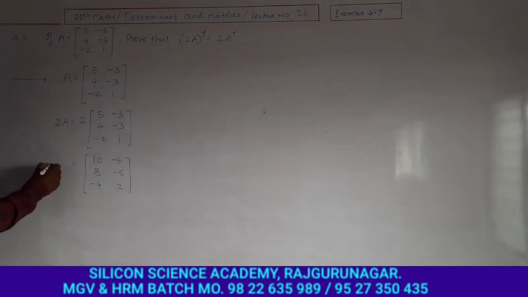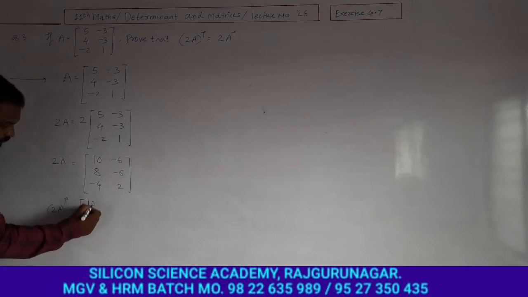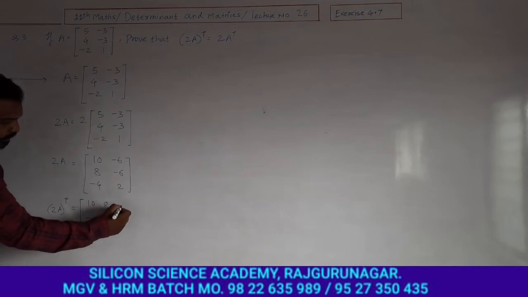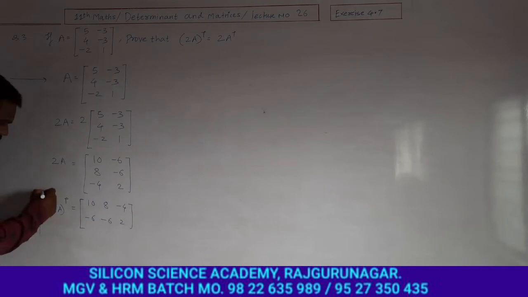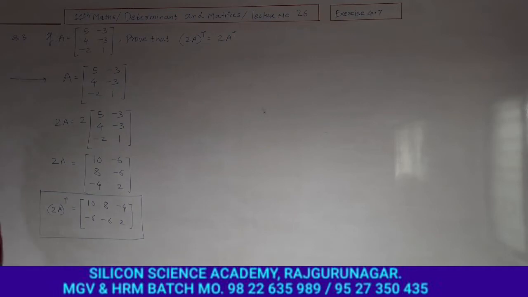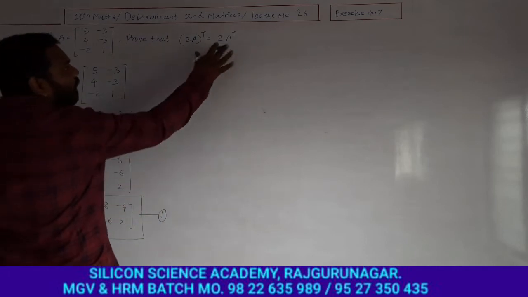नंतर 2a ब्रॅकेटचा काय शोधायचा ट्रान्सपोज. That is 10 minus 8 minus 4. That is 2a bracket transpose. Okay. Now this is LHS. This is equation number 1. Now RHS one solve it.